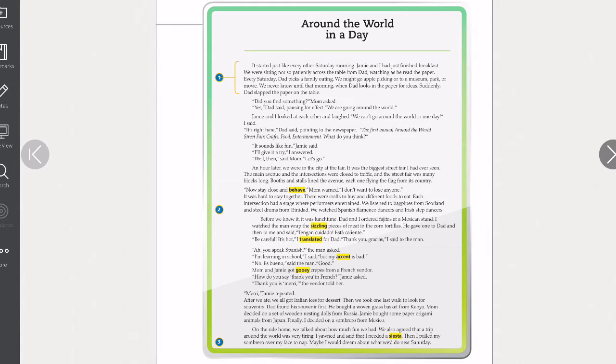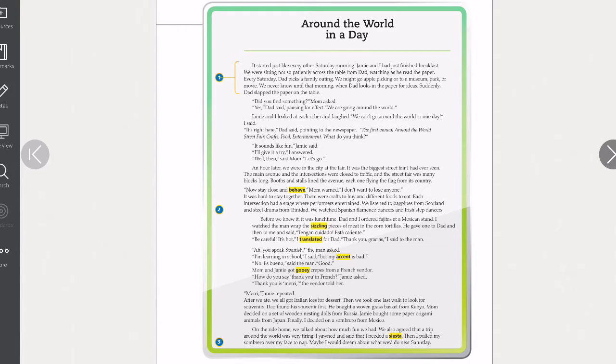It started like every other Saturday morning. Jamie and I had just finished breakfast. We were sitting not so patiently across the table from Dad, watching as he read the paper. Every Saturday, Dad picks a family outing. We might go apple picking, or to a museum, park, or movie. We never know until that morning, when Dad looks in the paper for ideas.